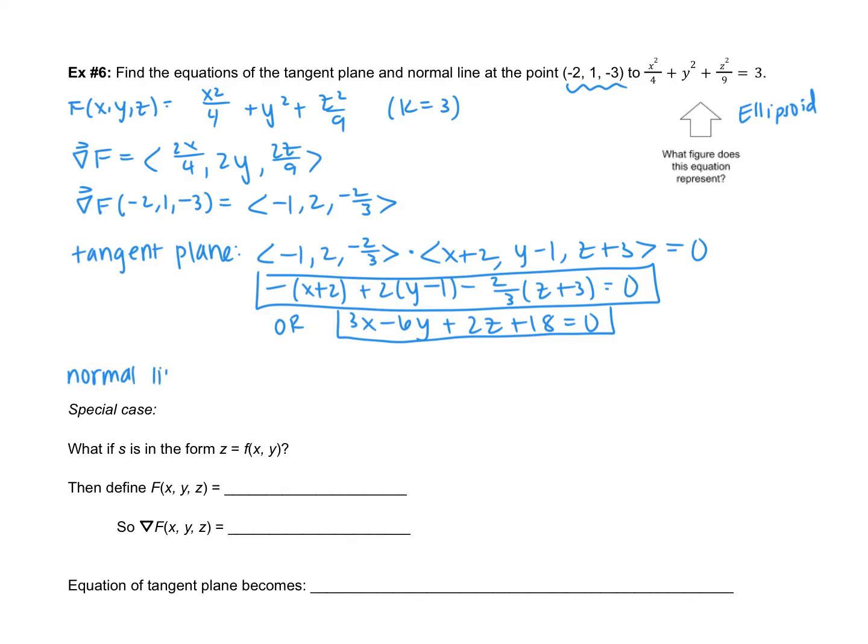If we want our symmetric equation for the normal line, that would give us x plus 2 over -1 is equal to y minus 1 over 2 is equal to z plus 3 over -2/3.